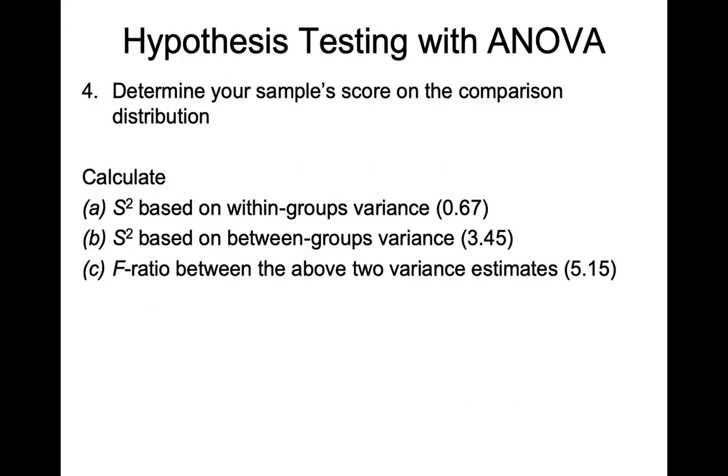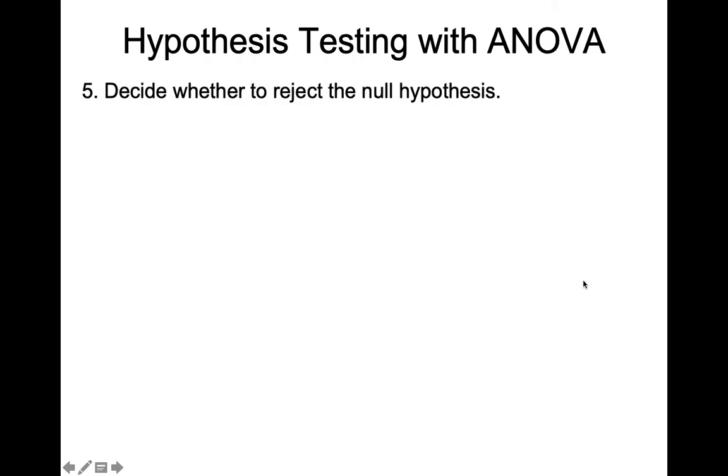We're going to determine our sample score on the comparison distribution. In order to do this, we've got 3 calculations. We first need to calculate the within groups estimate of variance. We second need to calculate the between groups estimate of variance. And then third, we need to put those together in a ratio. And in doing that, we got a ratio of 5.15.